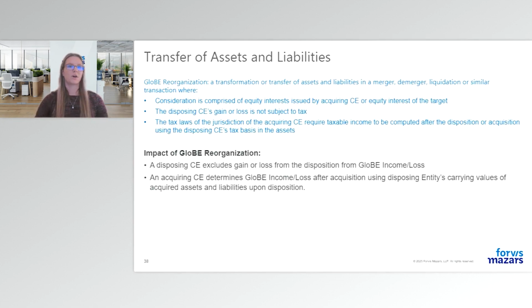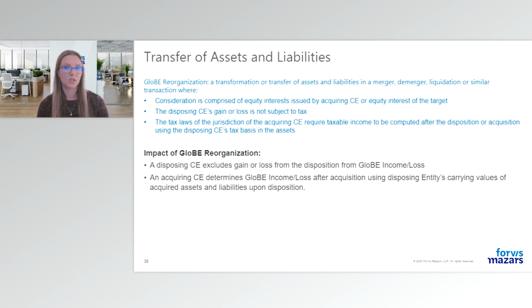The next section talks about transfers of assets and liabilities that are completed in connection with a GLoBE reorganization. So a GLoBE reorganization is defined in Article 6.3.2 as a transformation or transfer of assets and liabilities in a transaction. It could be a merger, demerger, liquidation, or similar transaction where the consideration received for those assets and liabilities is comprised of equity interests issued by the acquiring constituent entity or equity interests of the target.